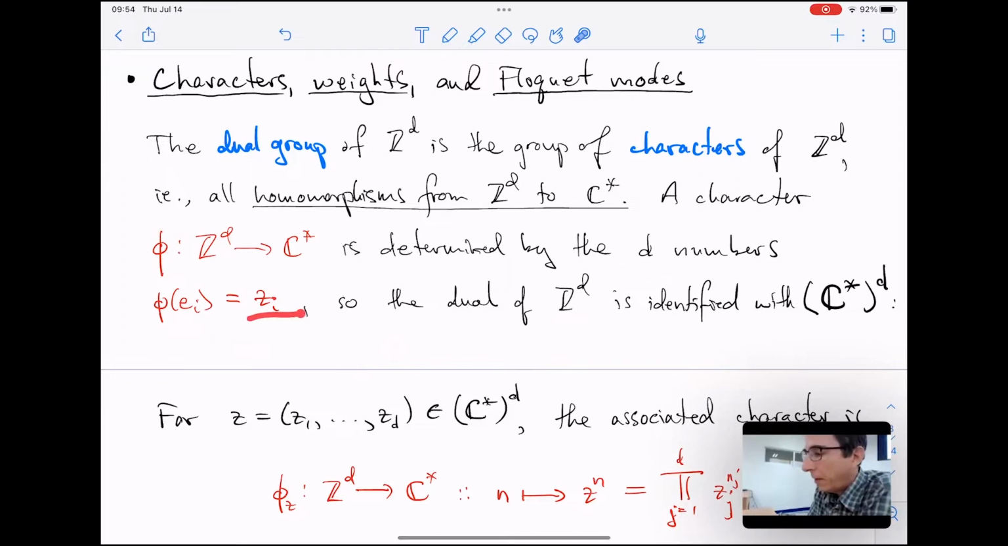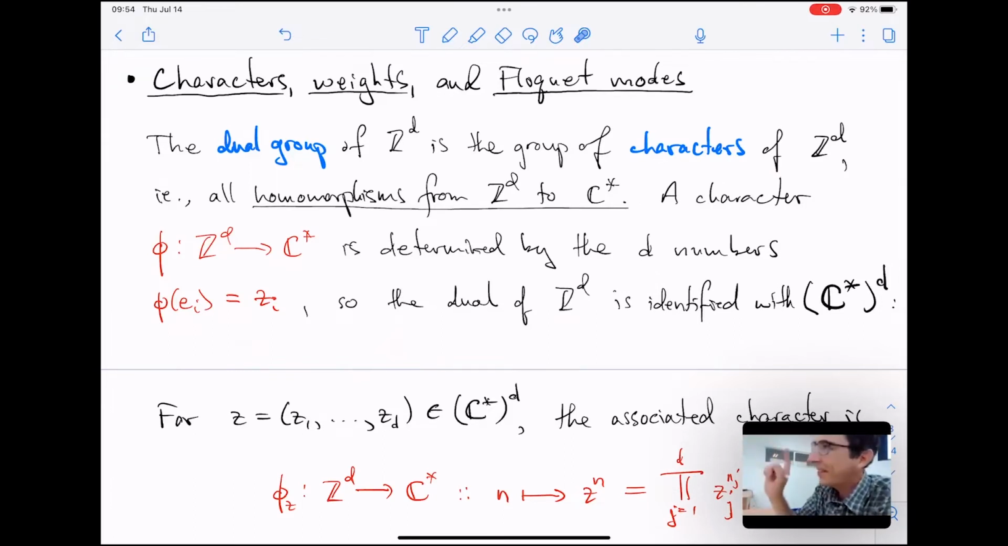And if I know these D different numbers, that will completely determine the homomorphism, just like a linear functional is determined by its values on a basis, right? It's the same thing here. And so all of the characters are just determined by these things called z_i. Those will actually be the Floquet multipliers.